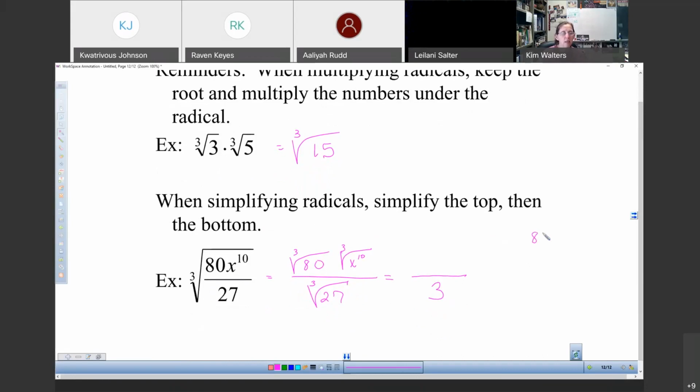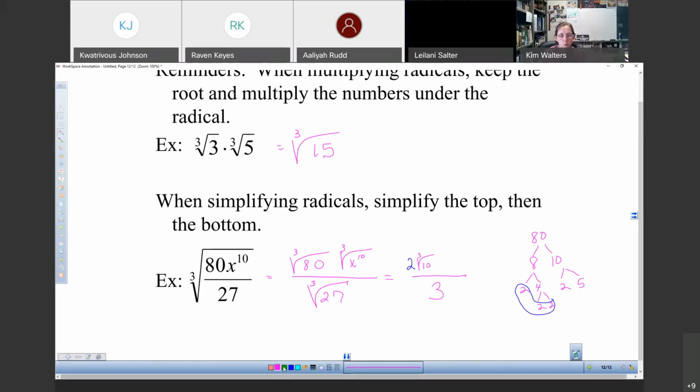So 80 is going to factor into 8 times 10, and 8 is going to factor into 2 times 4, and 4 factors into 2 times 2, and 10 factors into 2 times 5, okay? So I have 3 2s and a 10 left over. So this is going to be 2 times the cubed root of 10. Can't do anything else with that, right?